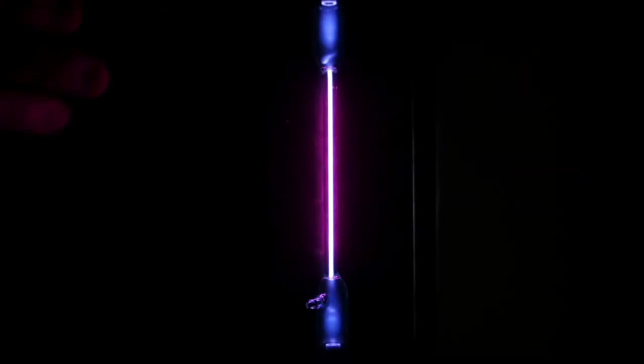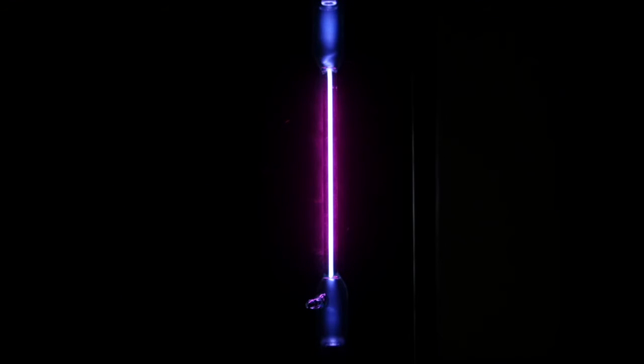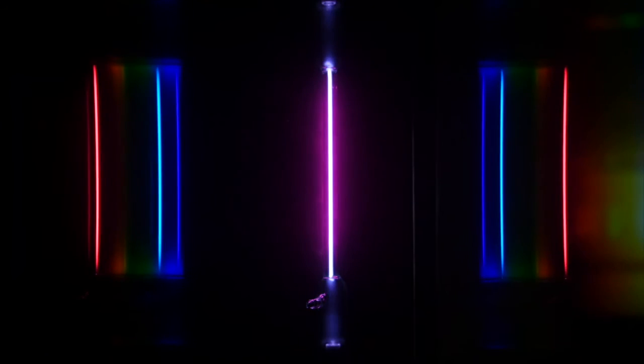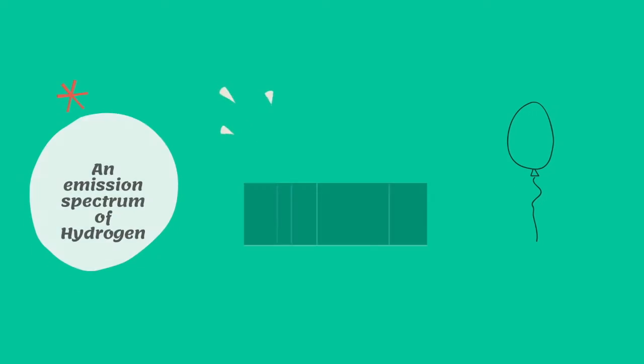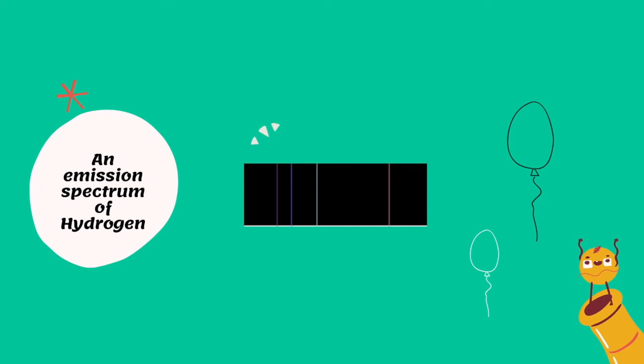So this is hydrogen. It has a reddish cast to it, and when the diffraction grating is in place, you'll see lines. The emission spectrum of hydrogen shows the movement of the electron within the hydrogen atom.